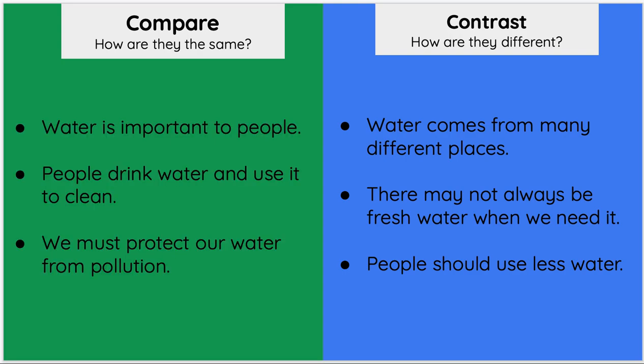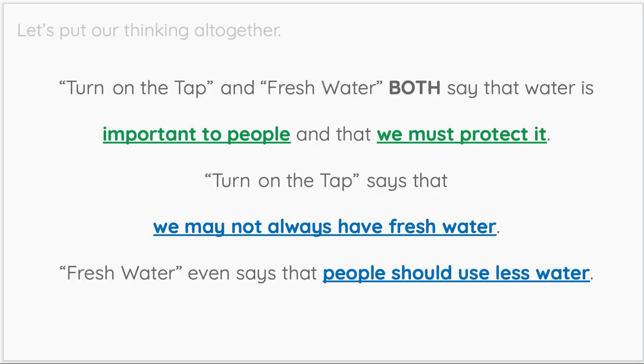Boys and girls, I can see some points that the author made in each text. And those points, I can see how they are the same. I can find them in both texts. And I can see how some of the points the author made can only be found in one text. I can compare them and contrast them. Boys and girls, let's put our thinking all together.